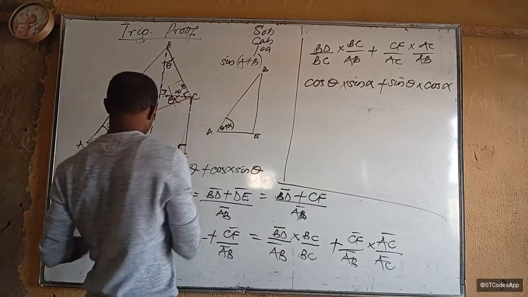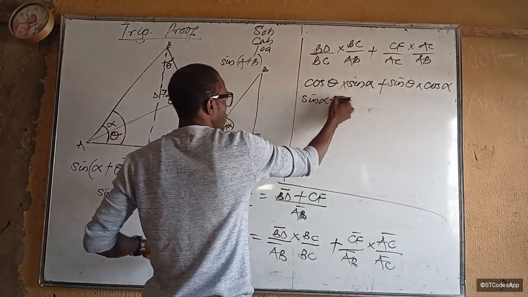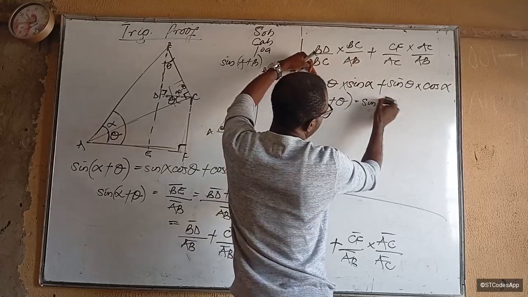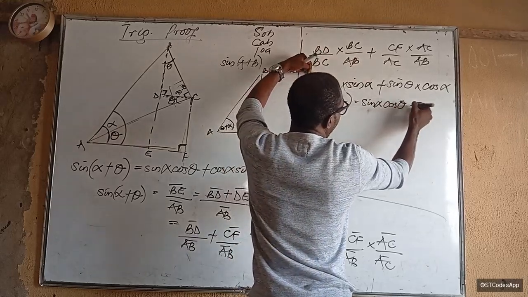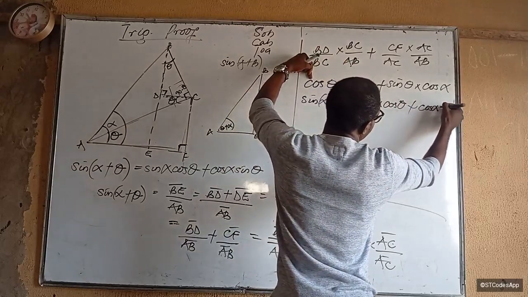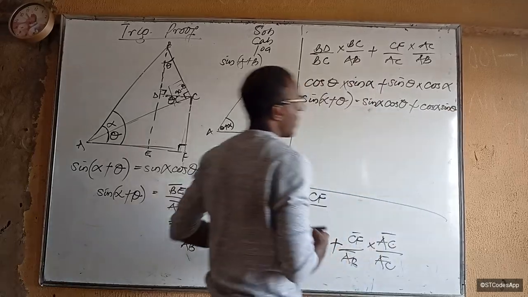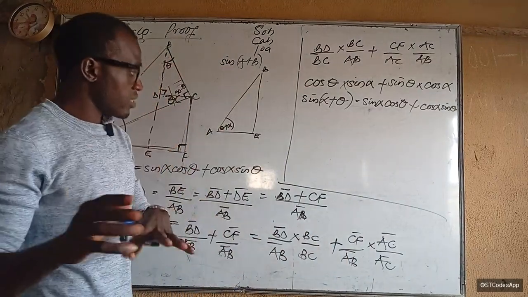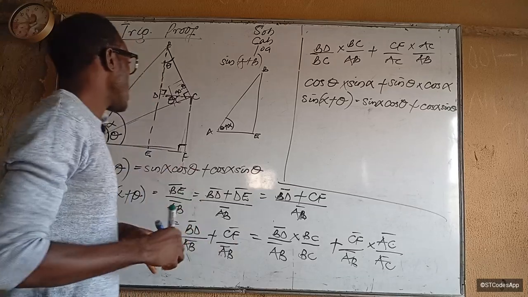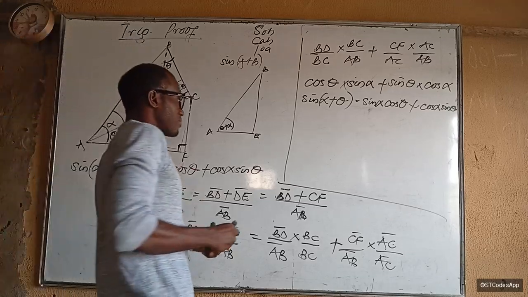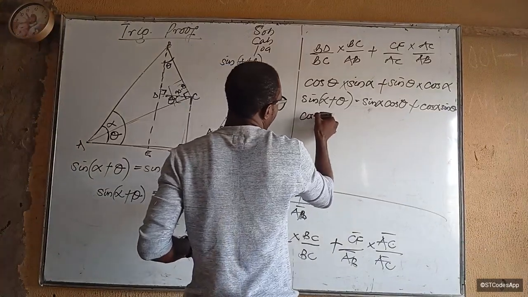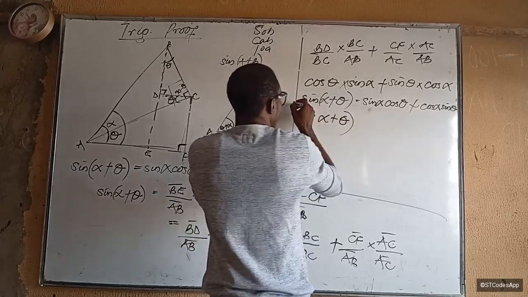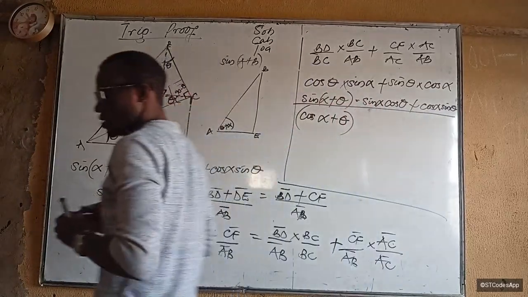Then we have proven that sine of alpha plus theta is equal to, I like to write the sine first, so it will be sine alpha cos theta plus cos alpha sine theta. Is it clear? So that's the proof there. I'm going to prove it in another way, but before I prove it in that second way, let me show you that of cosine. Cos alpha plus theta. Now, how do you prove this?